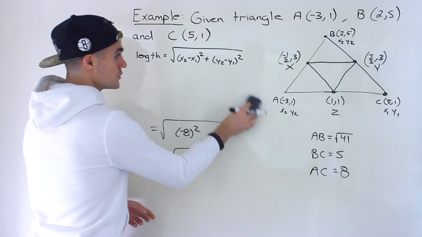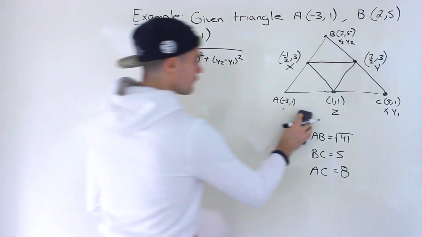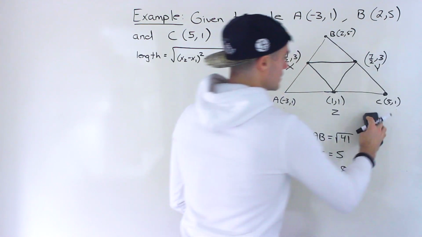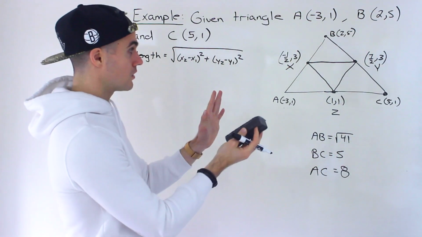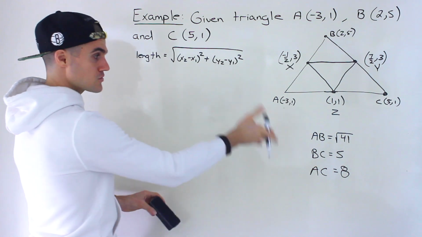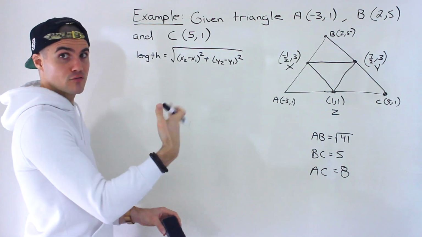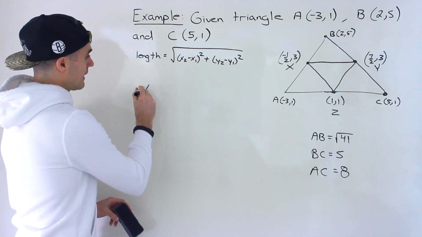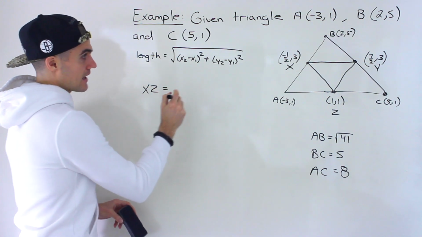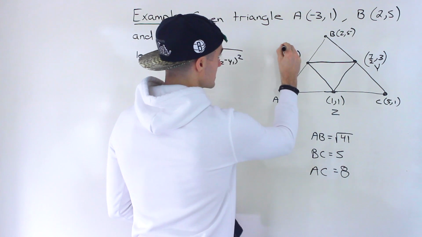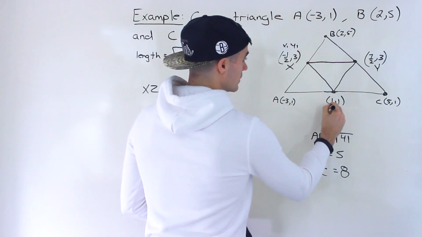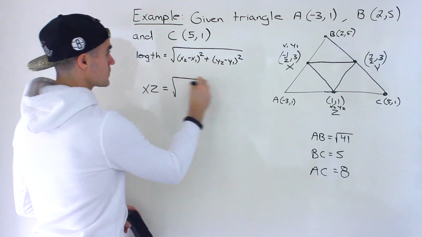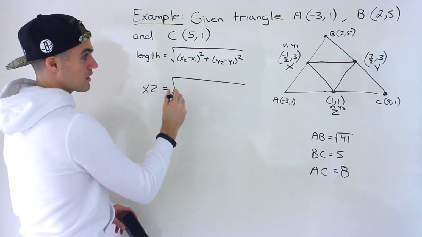And now what we got to do is we got to find the side lengths of the medial triangle, of the smaller triangle, and then see how those side lengths compare to the side lengths of the larger triangle. So first I'm going to find the length of XZ. So let's label this x1, y1. This will be x2, y2. Again, it doesn't matter which one is x1, y1, which one is x2, y2. You're going to get the same thing.